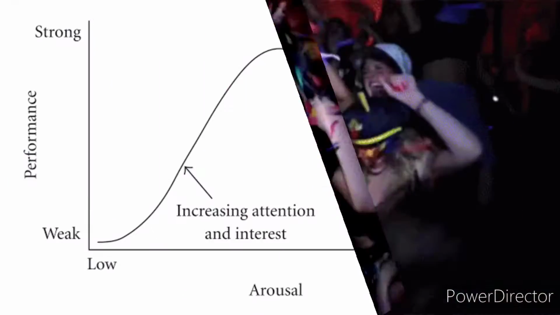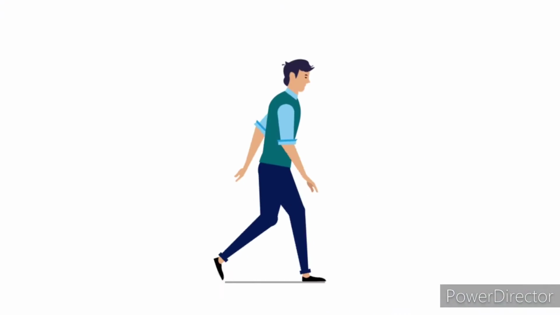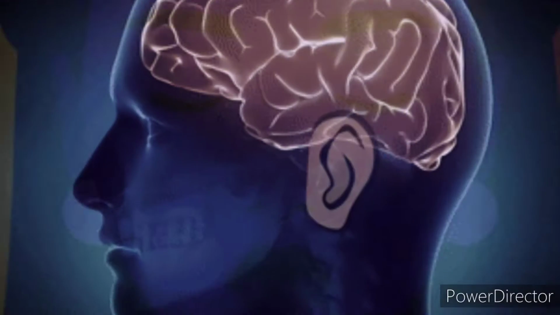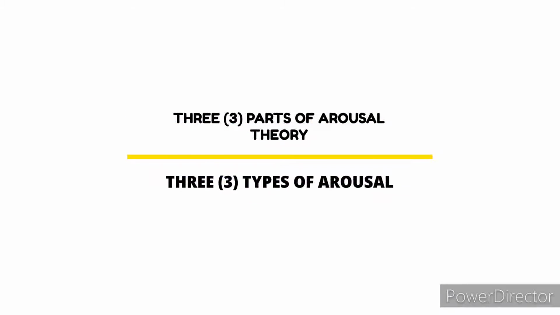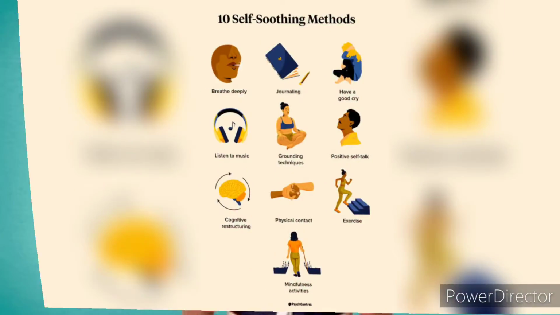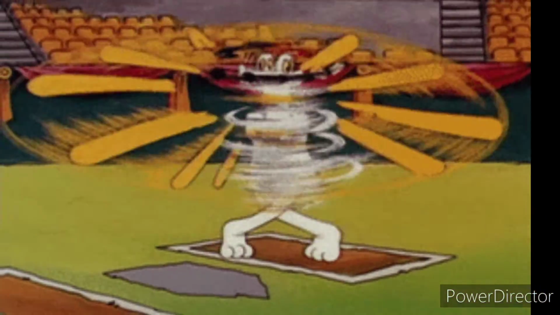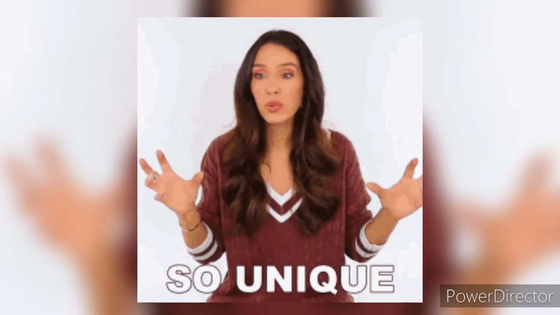If our arousal levels become too elevated and we become overstimulated, we might be motivated to select relaxing activities such as going for a walk or taking a nap. Arousal can be mental, emotional, or physical, sometimes referred to as the three parts of arousal theory or the three types of arousal. When we become overly aroused, we seek soothing activities that help calm and relax us. If we become bored, we search for more invigorating activities that will energize and arouse us. It's all about striking the right balance, but the balance is unique to each individual.